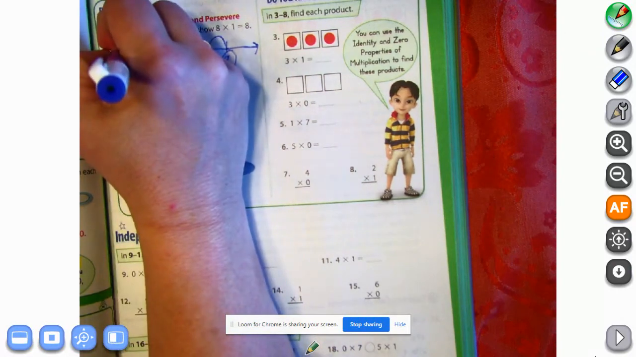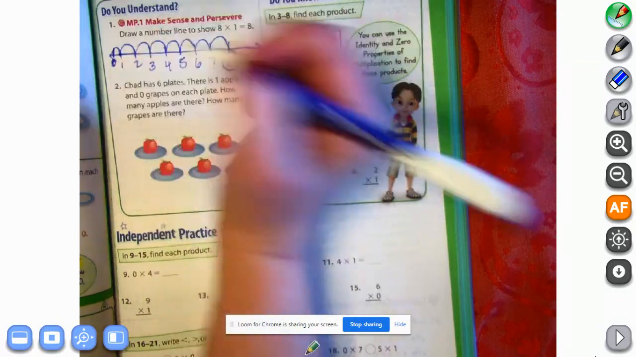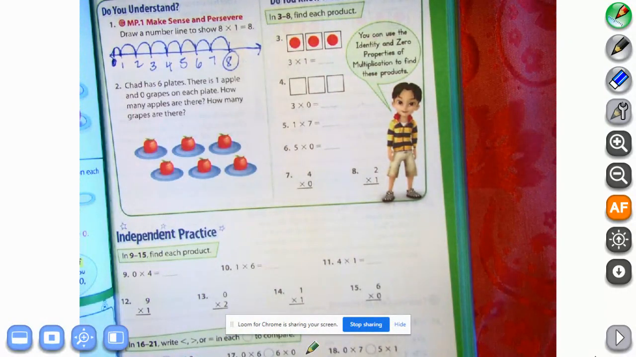Oh, I have to remember my jump from 0. Guys, I forgot my 0, because I was looking at that going, how could there be 7 jumps? Goodness sakes, Mrs. Martinez.